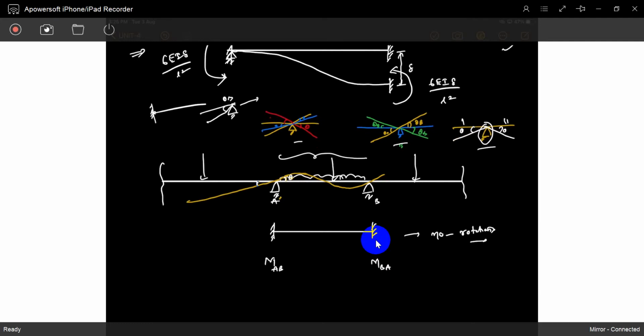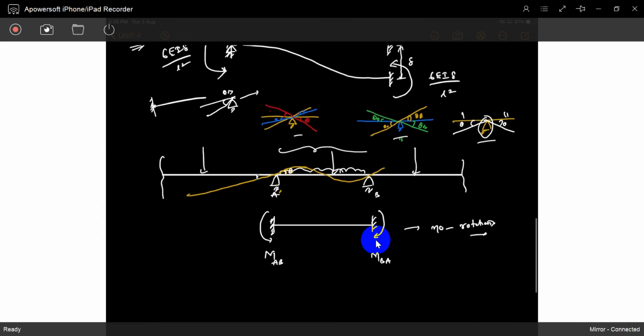So it experiences some moment here. We already discussed how much it is. We already know it for the different loading conditions. The derived proofs are already there, so you can take that formula and directly give that value, if there is no slope.